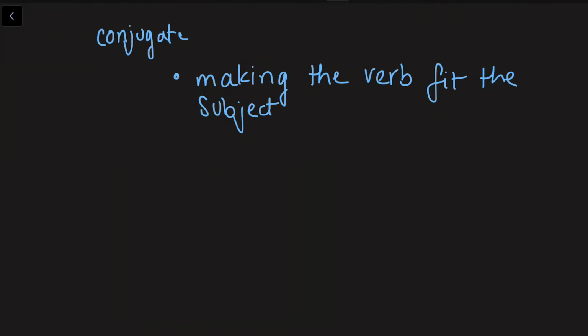Today we're going to be talking about how to conjugate Spanish verbs to the present tense. Alright, let's get started. First, we're going to look at how conjugation works in English. Basically, what we mean when we say conjugate is making the verb fit the subject. For example, let's say I wanted to say, she dances very well.